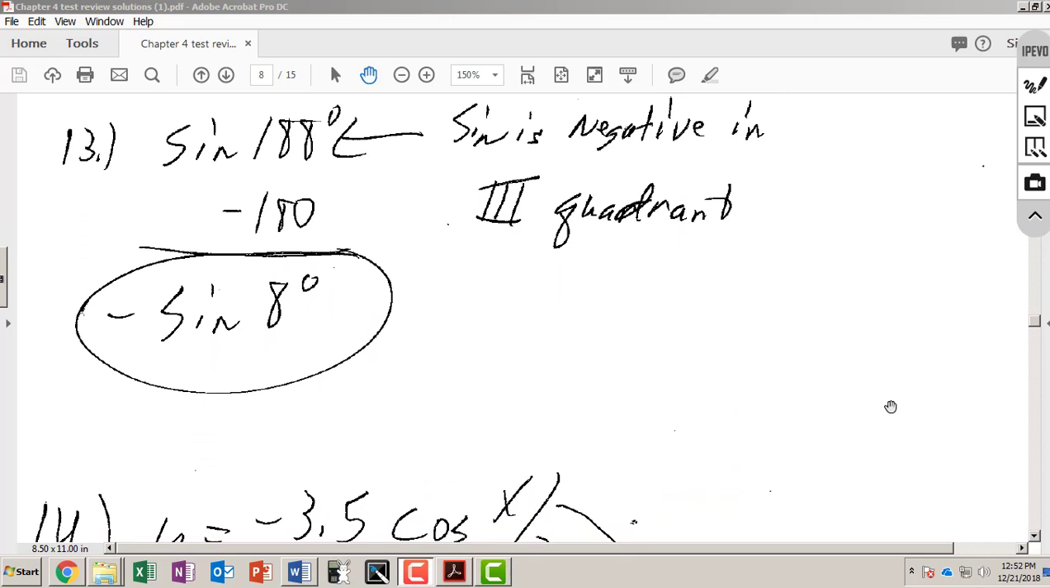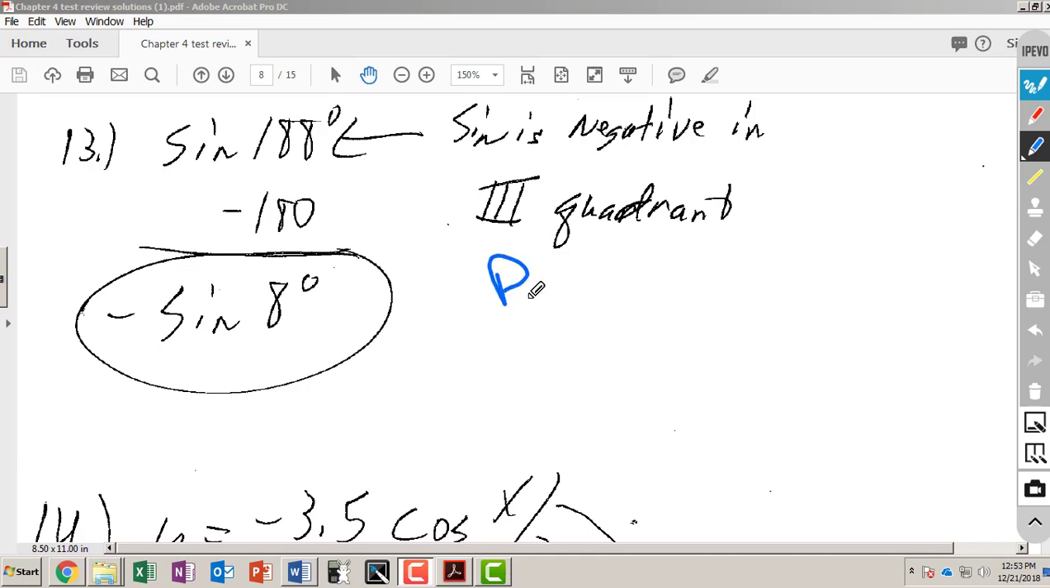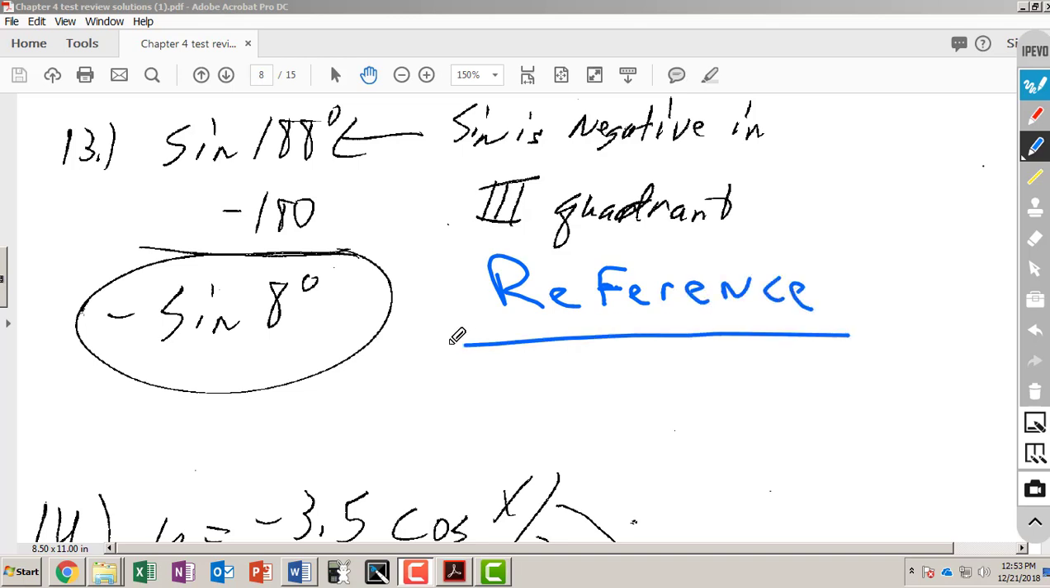Now in this next problem, on number 13, it says rewrite the indicated function in terms of the angle's reference angle. Use the same function. So we have to remember that a reference angle is any angle between 0 and 90. Your reference angles are acute angles, they're your first quadrant angles, and those angles are between 0 and 90. So it's a first quadrant angle that we're looking for.